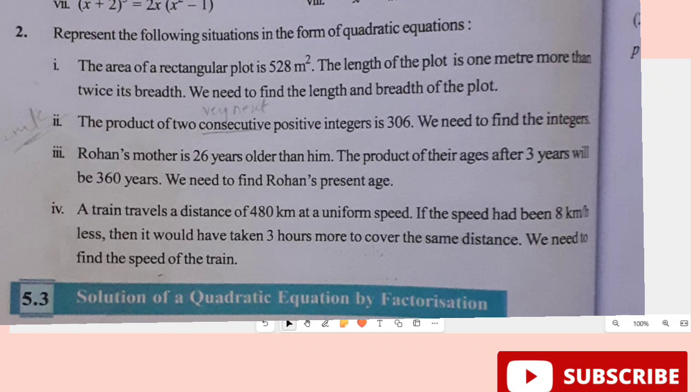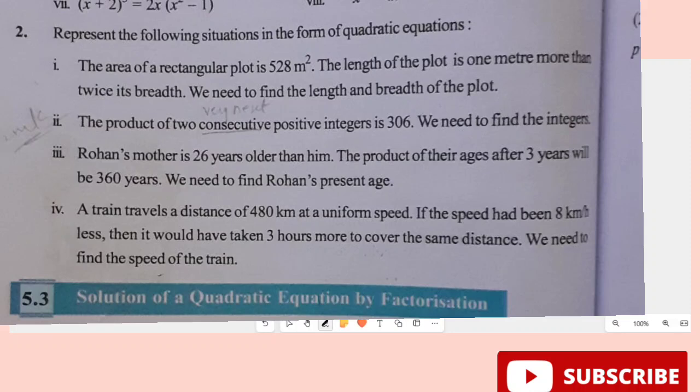So here we'll be solving exercise 5.1 question 2, which is: represent the following situation in the form of quadratic equations. The first bit is: the area of a rectangular plot is 528 meters square. The length of the plot is 1 meter more than twice its breadth. We need to find the length and breadth of the plot.